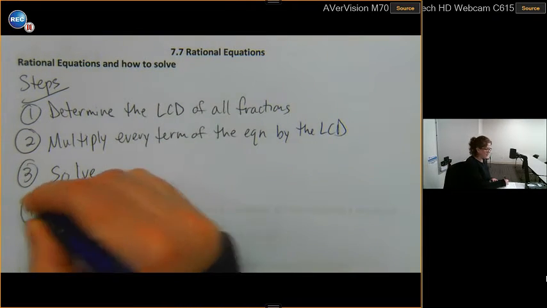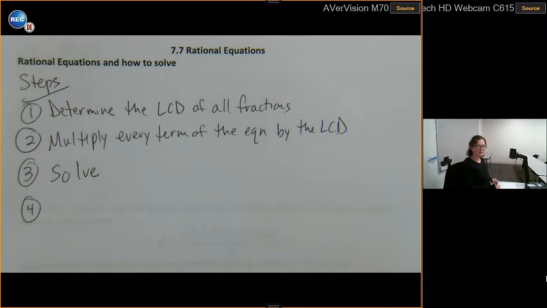And finally, check to see if any of the answers are what are called extraneous, meaning when substituted back into the original problem, they create an undefined value.